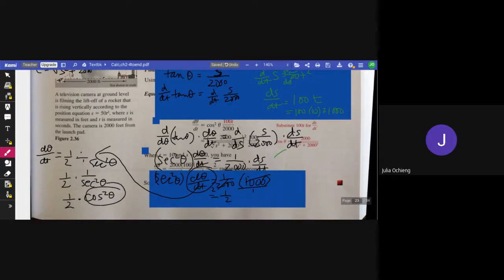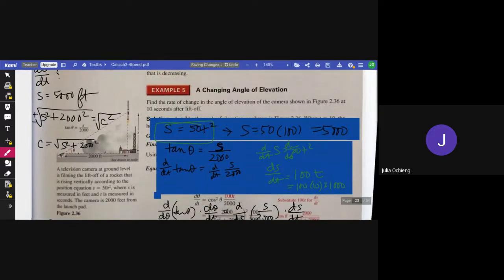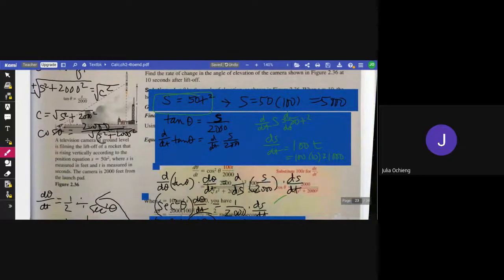Remember, cosine of theta is what I'm looking for over here. So cosine of theta equals adjacent, which is 2,000, over the hypotenuse, which we just found was the square root of S squared plus 2,000 squared. And the reason that's useful is because we actually know what S is. We know that S is 5,000 feet. We figured that out earlier. So we're going to plug in 5,000 for S here, and you're going to do that on your calculators. So 2,000 over the square root of 5,000 squared plus 2,000 squared.